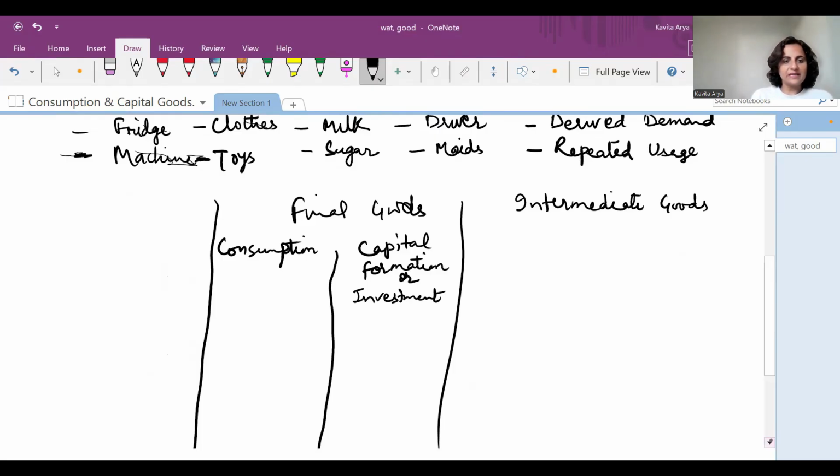So, the very first example in this case would be, say, wheat and rice. If the wheat and rice is used by households, it becomes a final consumption good. But when this wheat and rice is used by some hotel or food industry, this becomes an intermediate good. Why? Because it is to be processed further and it is for reselling. Then, is there any case when wheat and rice can be capital formation? Yes, the unused stock.